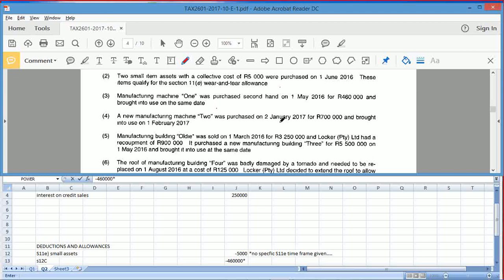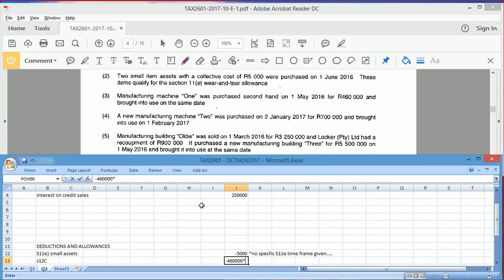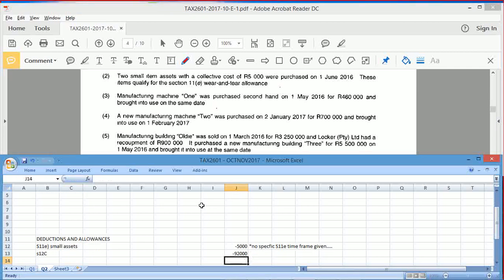Good. Is this manufacturing? Yes, sir, it is. Is it movable? Yes, sir, it is. Probably. Okay, 2 machines? Well, 1 machine, actually. Yes, 1 machine. Okay, so yes, that's fine. And then you just multiply that by 20%. Yes, sir. Perfect. That was machine 3.